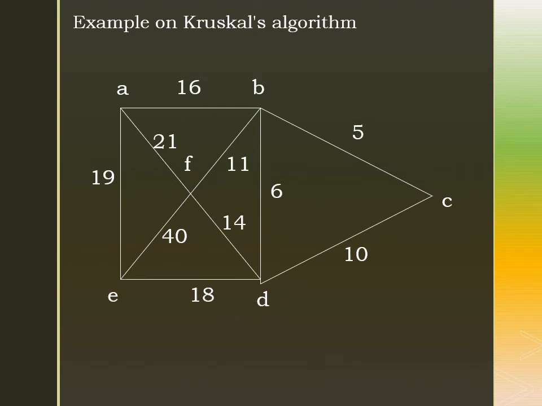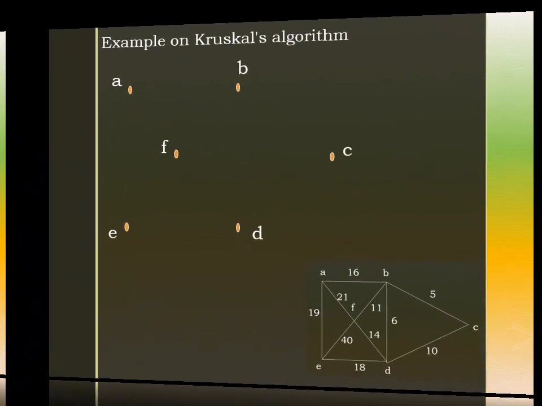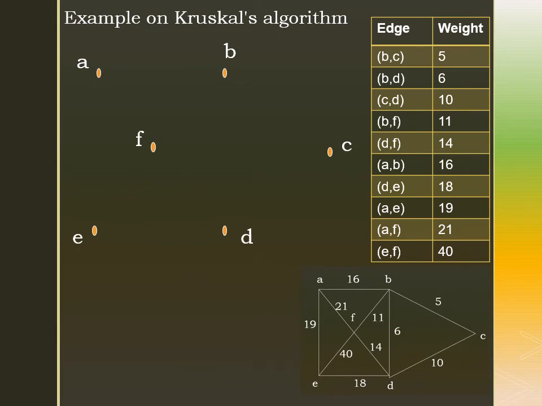Let us go with this example to understand Kruskal's algorithm. The very first step is we will list out the edges with their weights for Kruskal's algorithm. So this is the table that we form for the given graph, with BC as 5, BD as 6, and you can easily understand that all the edges are listed in increasing order of their weights. In Kruskal's algorithm, we need to go on adding edges. So I have already placed all the vertices at their positions.